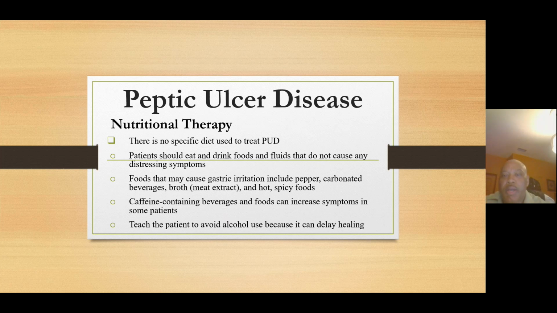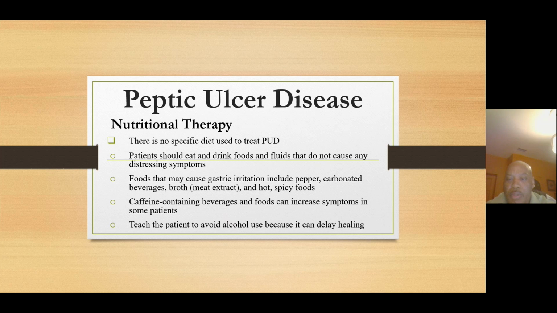Now, as far as nutritional therapy, there is no specific diet used to treat peptic ulcer disease. Patients should eat and drink foods and fluids that do not cause any kind of distressing symptoms, of course. Foods that may cause gastric irritation include pepper, maybe carbonated beverages, broth, such as meat extract, and also hot and spicy foods should be avoided. All right.